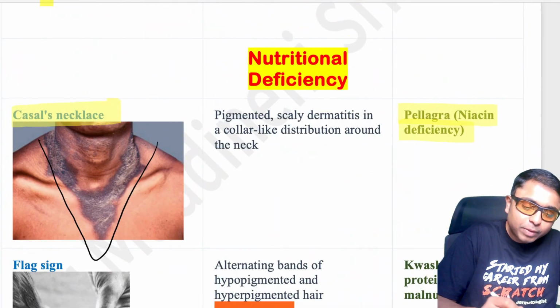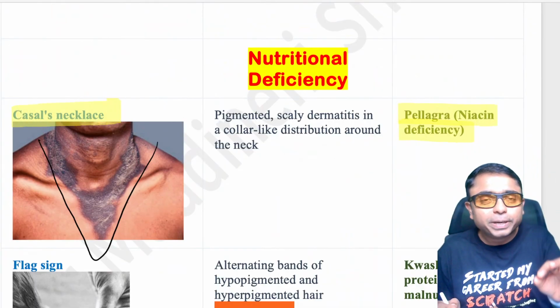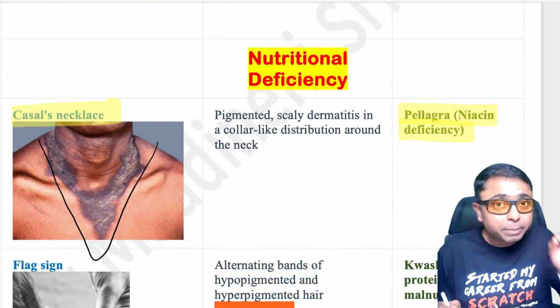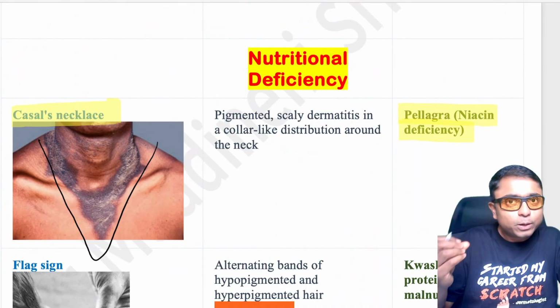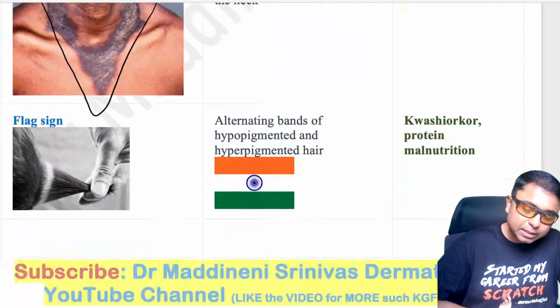Very important. My question for all of you: what is the precursor amino acid for vitamin B3? If you know the answer, please put it in the comment section. I will give you two options: tyrosine and tryptophan. Please put your answer in the comments.